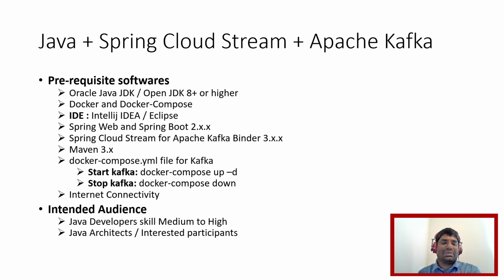Here, for example, I'm giving a Docker Compose file where I can bring up my broker and bring down my broker. Internet connectivity is needed, because it is going and talking to the respective repositories over the internet. That's the reason. It is mandatory if you are using Docker based.